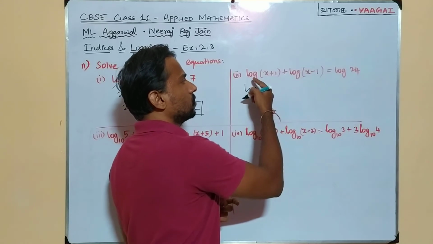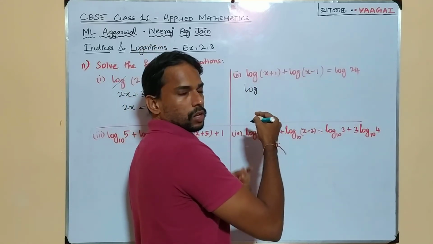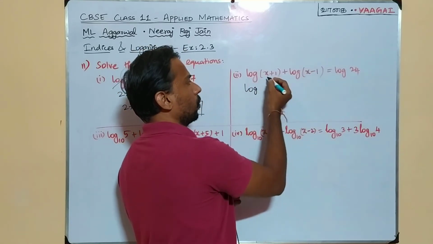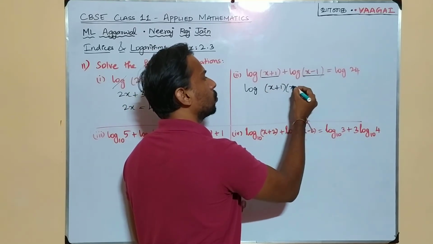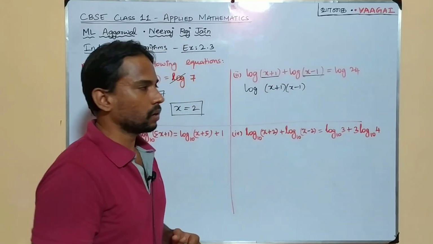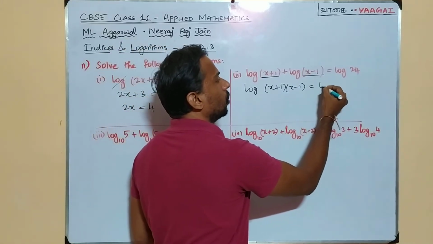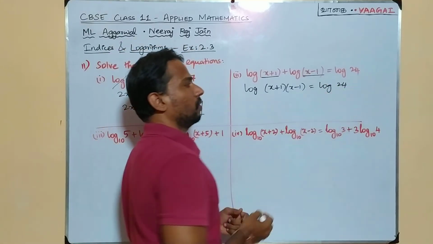So what happens? Since we have log of a plus log of b, that becomes log of ab, it becomes a product, okay? So log of x plus 1 times x minus 1, this is what it becomes, correct? Okay, so it is equal to log of 24. This is what we will have.